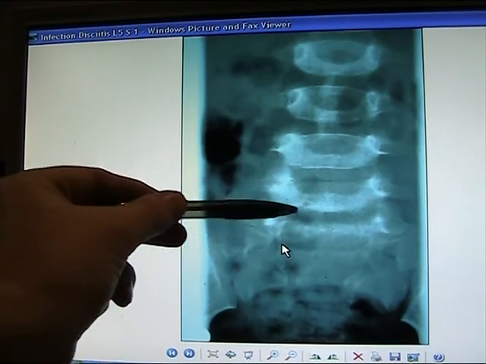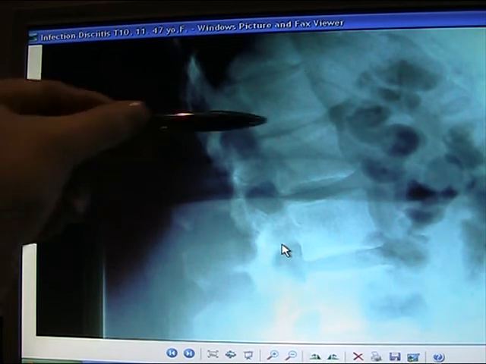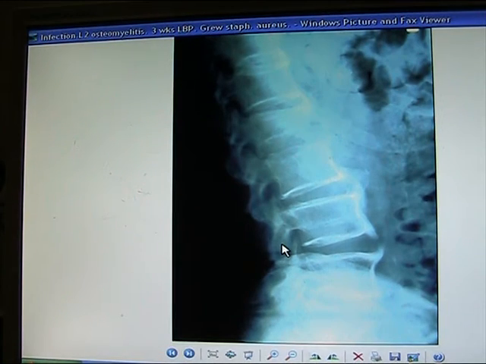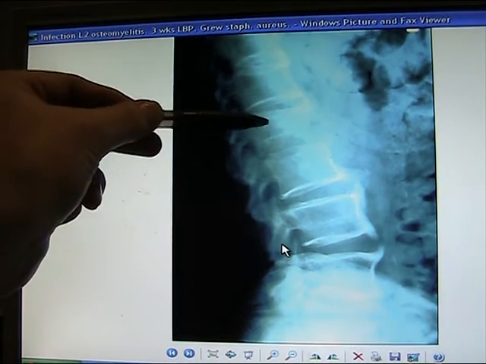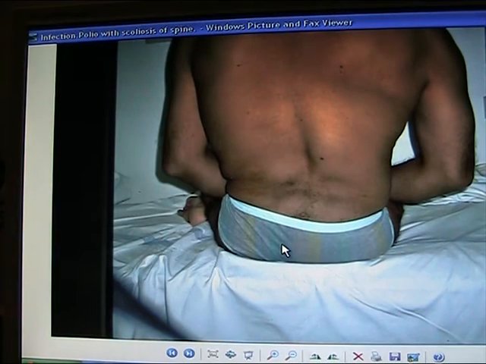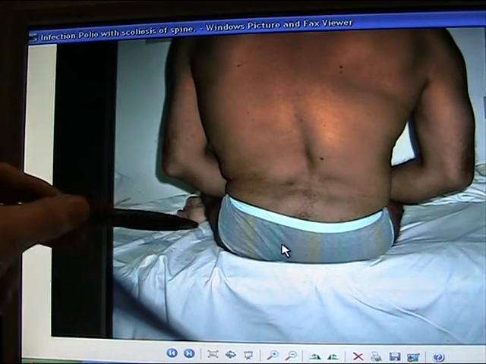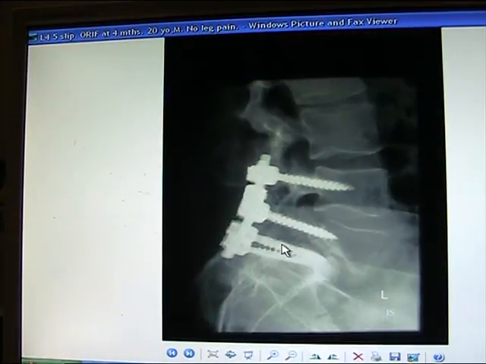Discitis, decreased disc space, common in children. Infection, discitis, loss of disc space here in a child. L2 osteomyelitis, 3 weeks low back pain, Staph aureus. Polio, curvature of the spine, also weak abductors, weak lower limb. Remember, sensation is intact. TB of the spine.